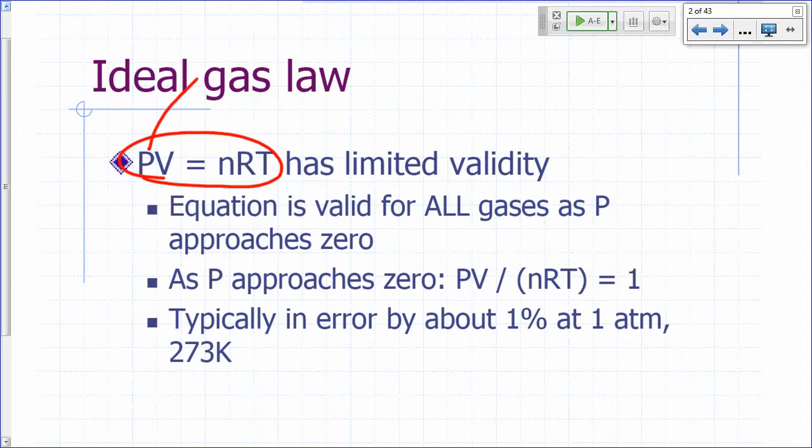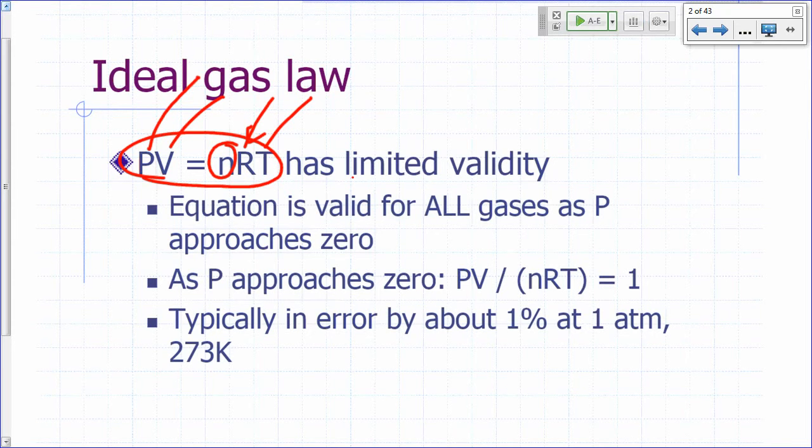What's P? Pressure of the gas. V is the volume of the gas. T is temperature of the gas in Kelvin. N is number of moles of gas particles, and R is a constant. Okay, and that's the same constant for all gases.